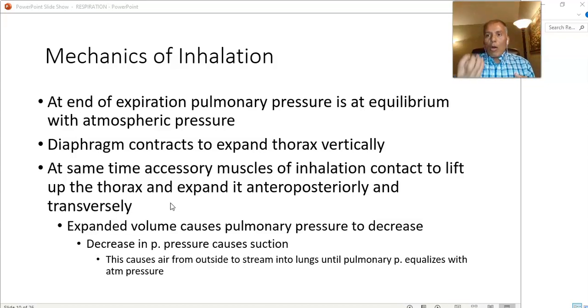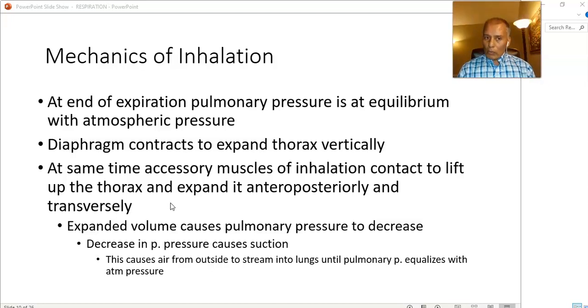So that's going to suck the air from outside, and the air will continue to stream into the lungs until the point of equilibrium, until the atmospheric pressure equals the pulmonary pressure. And then you will feel you have taken enough air now, and the process is paused just for a few seconds. And then it swings back again to the mode of exhalation.